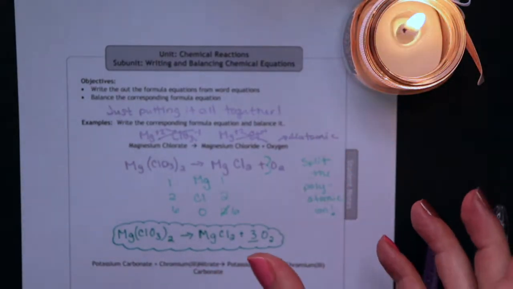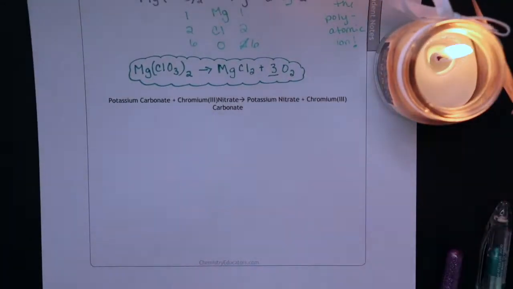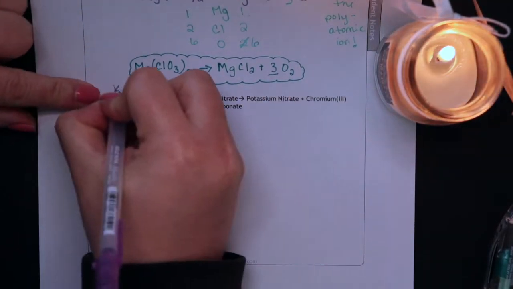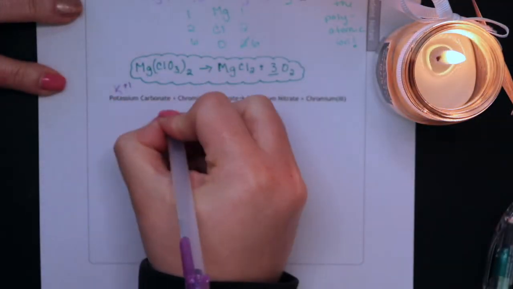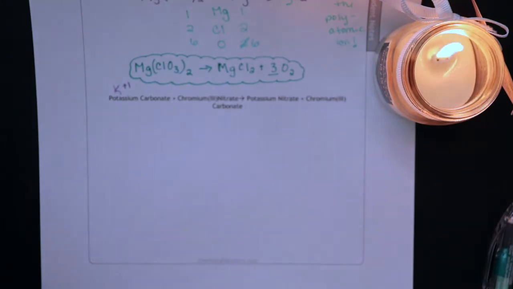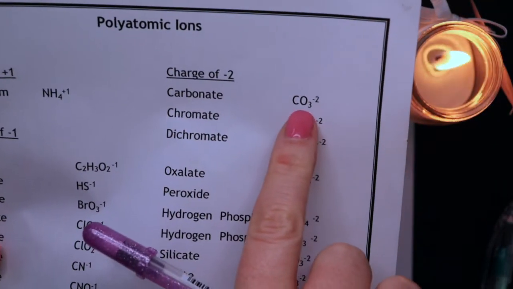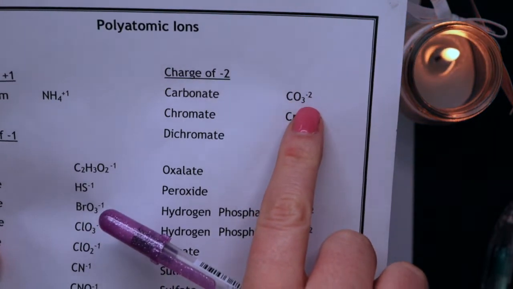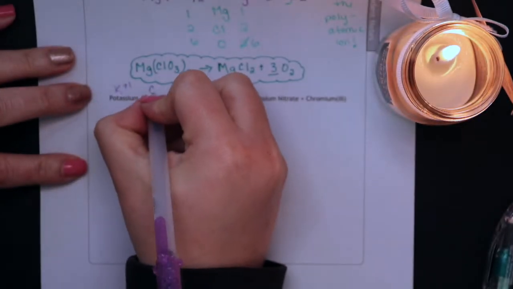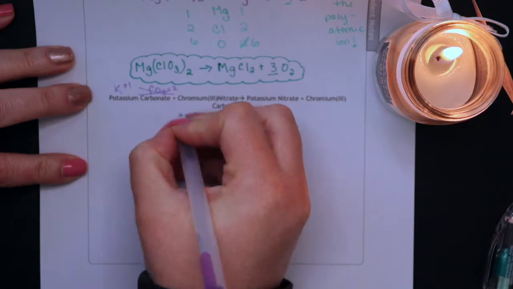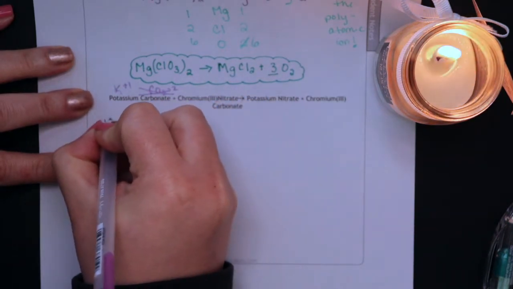Potassium carbonate plus chromium(III) nitrate will yield potassium nitrate plus chromium(III) carbonate. What we're going to have to do now is convert that word equation to a formula equation. Otherwise, we won't be able to balance it. So the first section is potassium carbonate. Potassium is a metal, so we're going to be looking at the ionic compound rules for turning this into a formula. In this case, potassium is found in the periodic table. It is a metal, and it has a +1 charge.